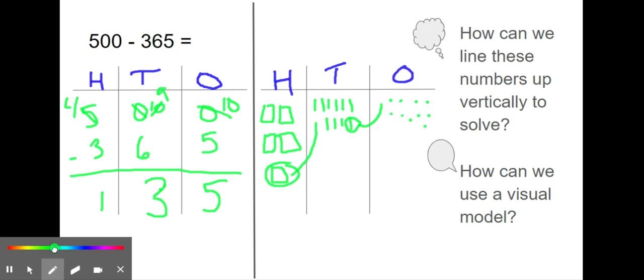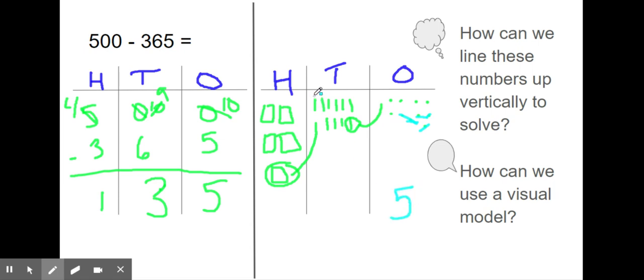Okay, I'm going to switch up my color. So now let's take away 365. So I have to take away 5 ones. So let's see how many ones I have left. 1, 2, 3, 4, 5.